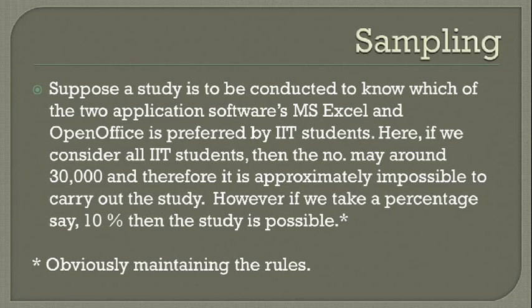Now, sampling. What is sampling and why is it required? Suppose a study is to be conducted to know which of the two application softwares, MS Excel and OpenOffice, is preferred by IIT students. Here, if we consider all IIT students, the number may be around 30,000, and therefore it is practically impossible to carry out the study. However, if we take a percentage, say 10%, then the study is possible, obviously maintaining some rules.